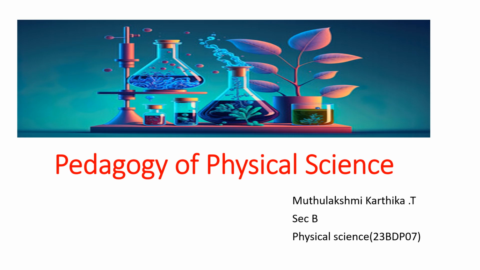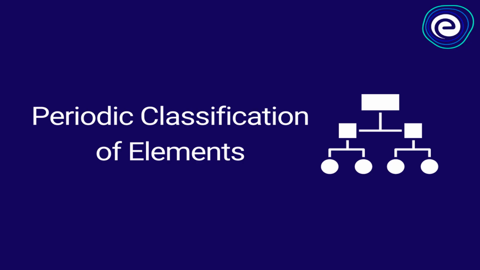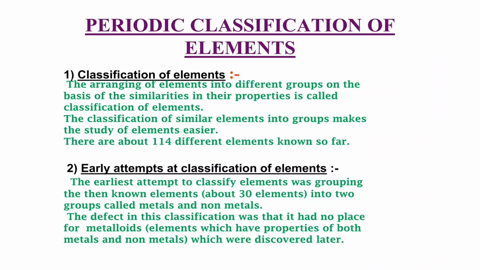In this video, we saw some physical science topics. First one is periodic classification of elements. The arrangement of elements into different groups on the basis of the similarities in their properties is called classification of elements. The classification of similar elements into groups, that is, into 144 different elements. The early attempt at classification of elements.